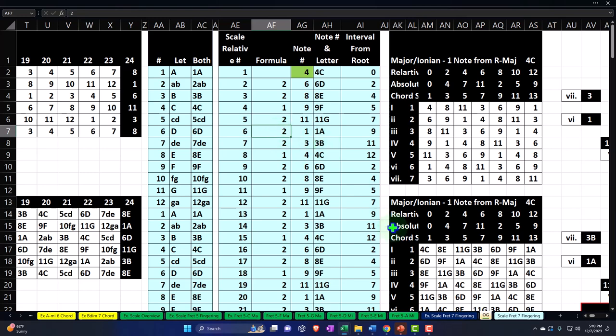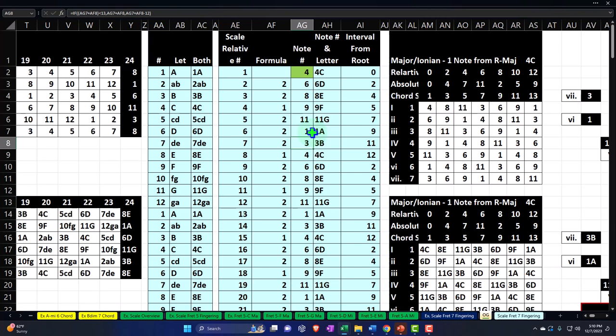The minor mode is starting on the 6. So if I started on the 6 here and I just start it from there and this just keeps repeating, now I have starting on the A. Let's map it out this way. We have the A and that's going to be a 1. And then there's a whole step and that's two notes up to a 3. So 1 plus 2 is 3.